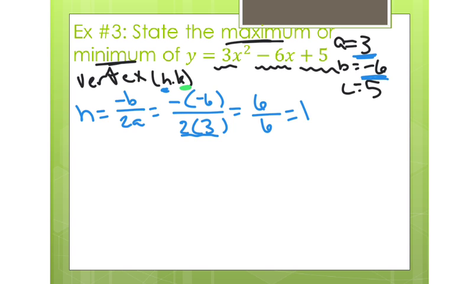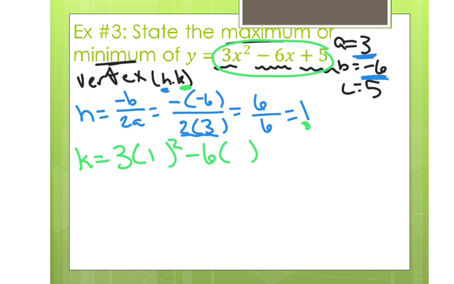Now we're going to find this k value. So we're going to start with our equation. So 3x squared minus 6x plus 5. But instead of putting x, we're going to put this h value, which is positive 1 squared, minus 6 times, same thing. Instead of putting x, we're going to put this h value, which is positive 1, and then plus 5. So 1 squared is still positive 1. Bring everything else down here.